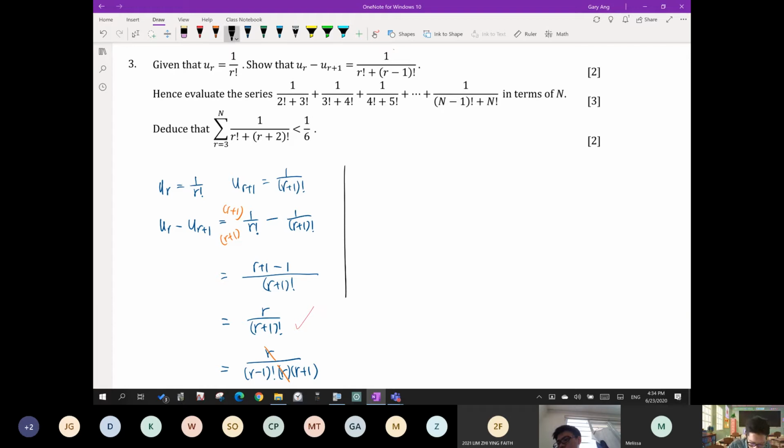So the hence part means you better be able to see the relationship between what you are trying to sum up now and what you have just shown up there. Pretty obvious that it must be related. Problem is, how are they related? If you stare long enough, you can probably see, I know already, Mr. Ang, actually this is just the sum of this, when r is equal to 3 to big N. Do you think it makes sense?